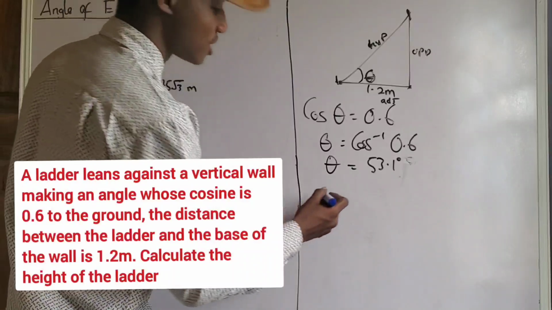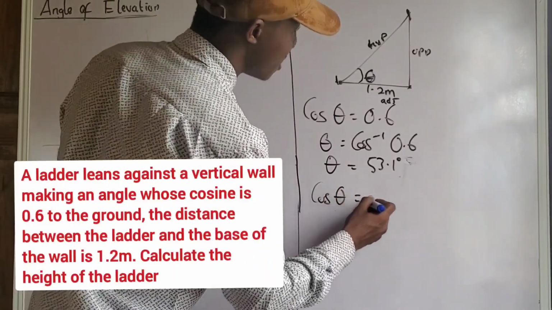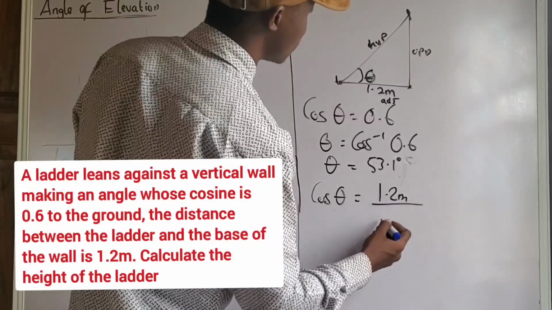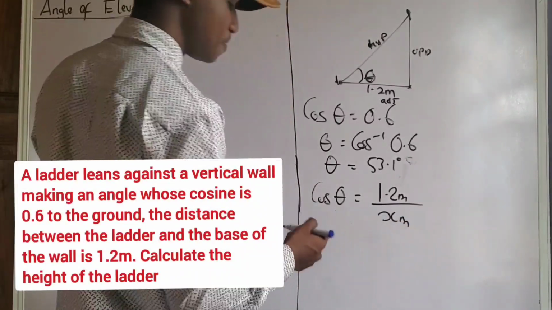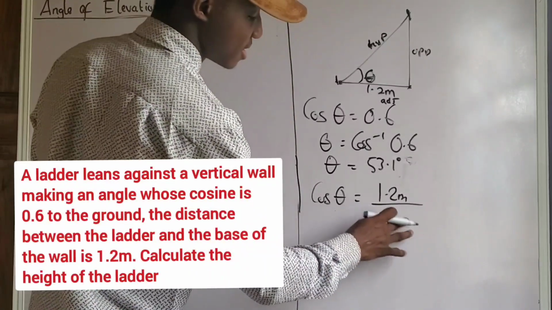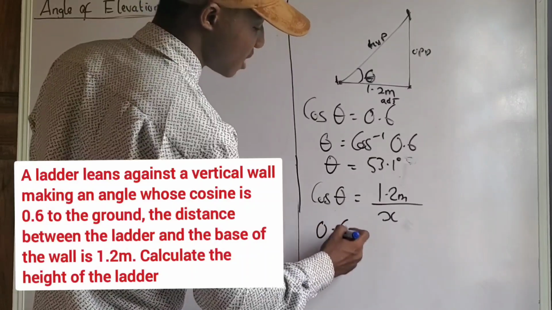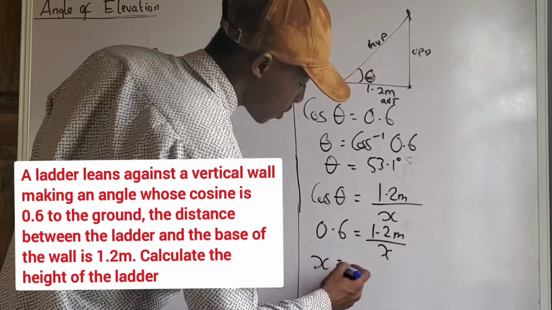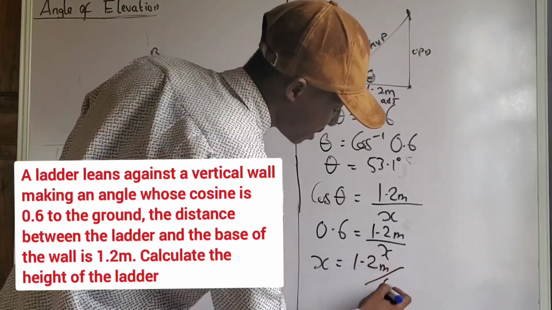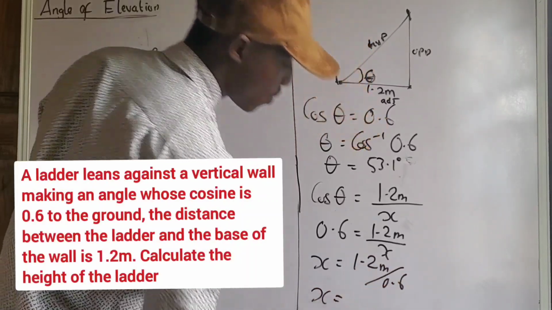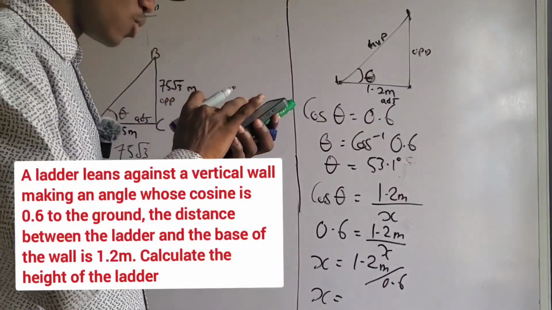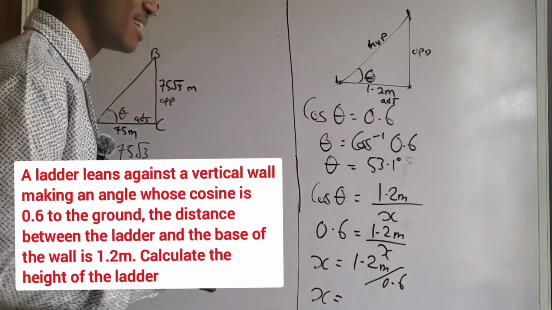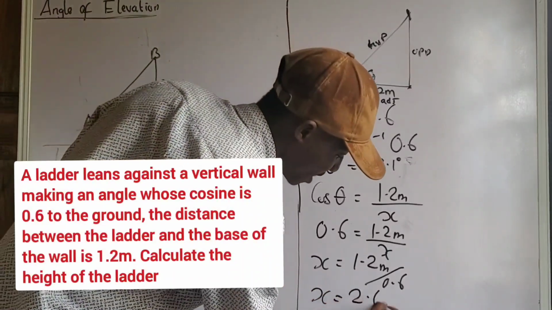So now cos theta equals adjacent, which is 1.2 meter, all over hypotenuse, which is x meter. Cos theta is 0.6. So 0.6 equals 1.2 meter all over x. X is equal to 1.2 meter divided by 0.6. That is 2.0 meter.